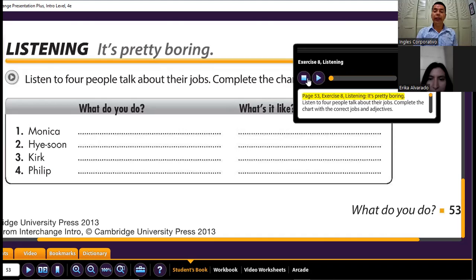Okay, now listen again. Page 53, exercise 8. Listening. ¿Alcanza a ver las letritas, Erika, aquí arriba? Sí. Yes, okay, now. It's pretty boring. Listen to four people talk about their jobs. Complete the chart with the correct jobs and adjectives.